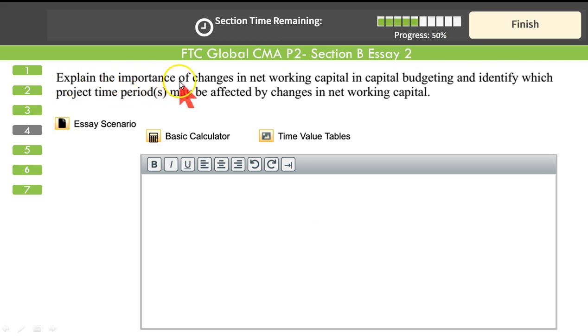Explain the importance of changes in net working capital in a capital budgeting process and identify which project time period may be affected by changes in net working capital.